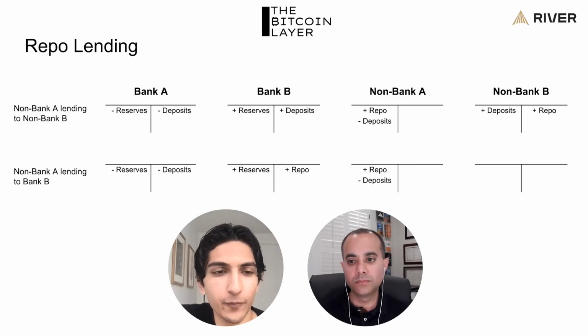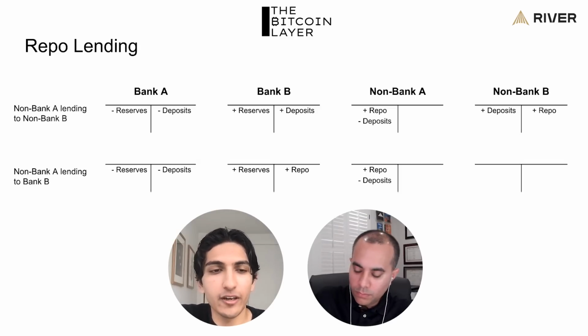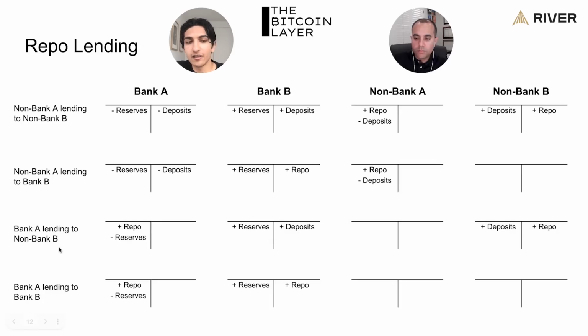Cool. Great. So this is what it looks like when the non-bank is the repo lender, and then also banks themselves can be repo lenders. So that's here. The third row is what it looks like for a bank to make a repo loan to a non-bank, and then the last one is a bank making a repo loan to another bank.